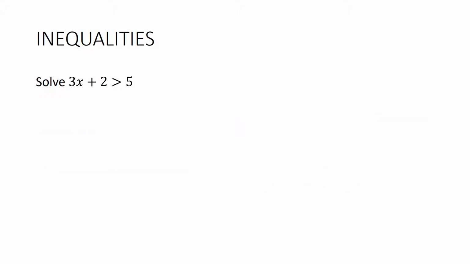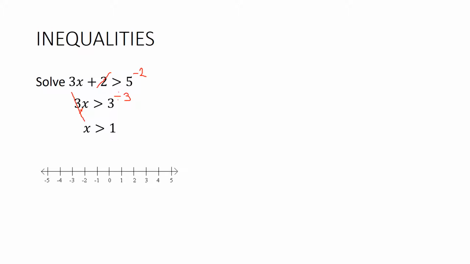Let's solve 3x plus 2 is greater than 5. I'm going to use the same method I used before for equations. I'm going to move this 2. It's going to come over as a negative 2. Rewrite, 3x is greater than 3. This is a times in here, so the opposite is divide. So it comes over here as divide by 3. Answer, x is greater than 1.